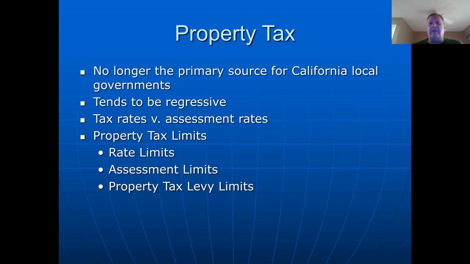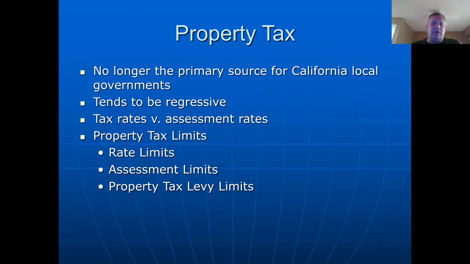A property tax levy limit will limit the overall amount of property tax revenue that a local government can generate. Now, if you only have a rate limitation and you don't have an assessment limit, then that doesn't limit the amount of property tax revenue that can be generated, because you're limited in terms of your rate, but you can always then increase the assessed valuation of property. Likewise, if you only have an assessment limit and not a rate limit, then all you have to do is increase the property tax rate, and then you'll end up generating more property tax revenue.